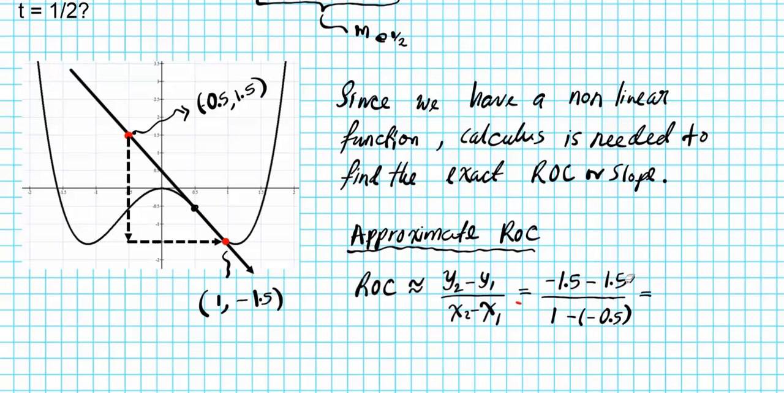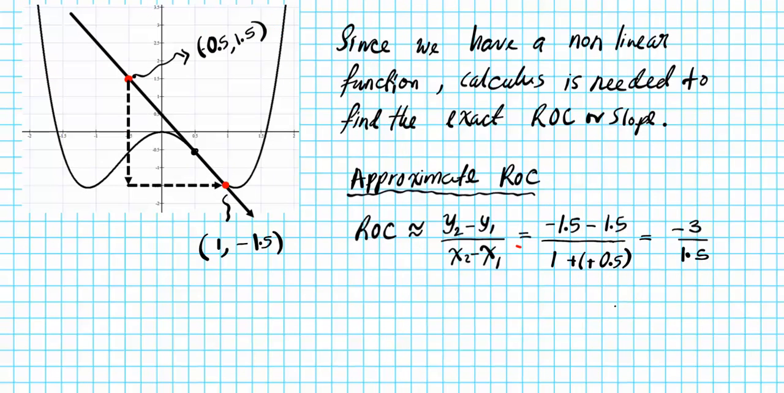And then if you carry out this calculation, you end up with negative 1.5 minus 1.5 is negative 3. 1 minus negative 0.5, that becomes a plus, over 1.5. Let me show you how to do this. You can do that with your calculator or by hand. You have negative 3 over 1.5, as an improper fraction is 3 over 2. Then you multiply the top by the reciprocal of the denominator. And then your final answer will be, cancel, cancel, negative 2.